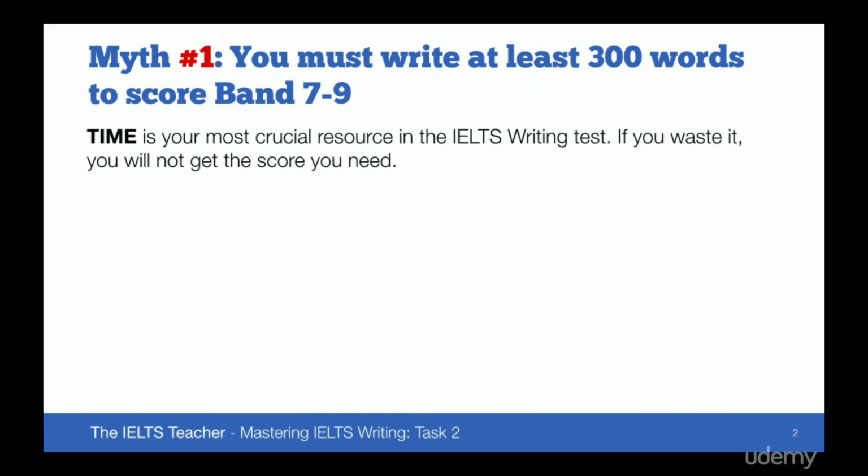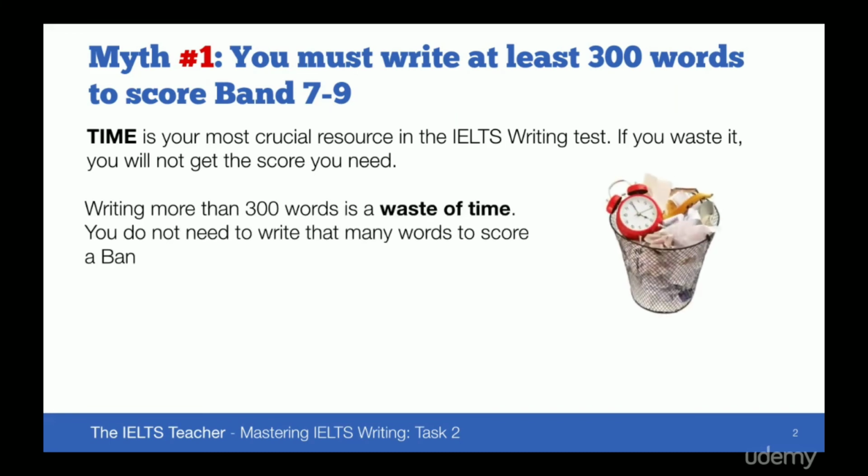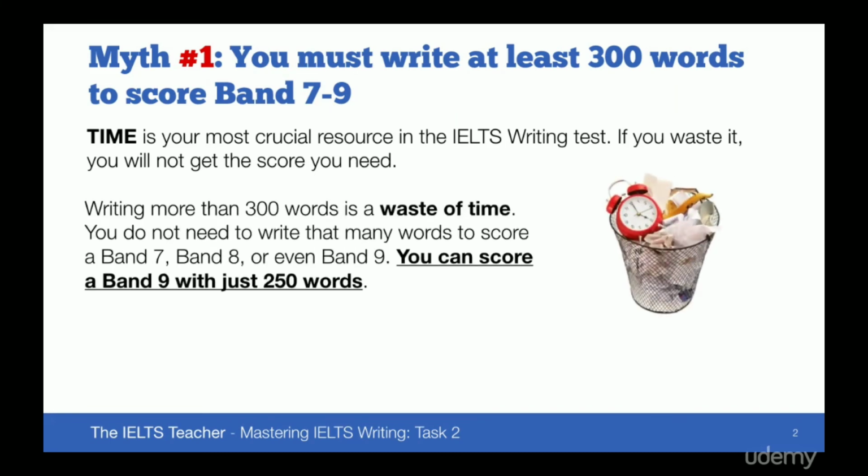Time is your most crucial resource in the IELTS writing test. If you waste your time, you will not get the score that you need. Writing more than 300 words is a waste of time. You don't need to write that many words to score a band 7, band 8, or even a band 9. You can score a band 9 with just 250 words, as long as the quality of the development of your ideas is good.